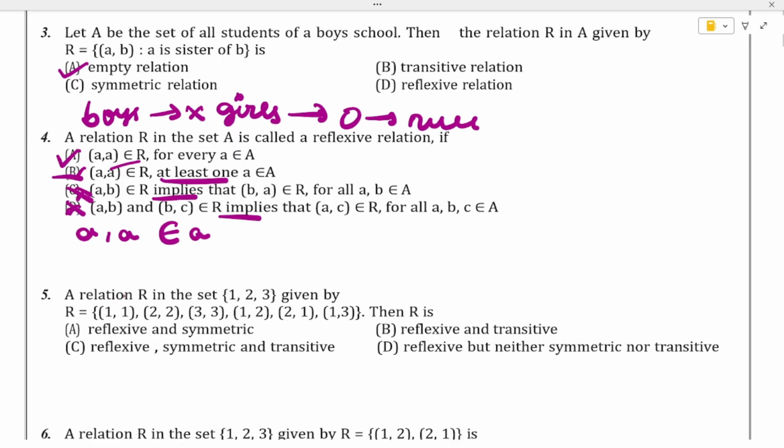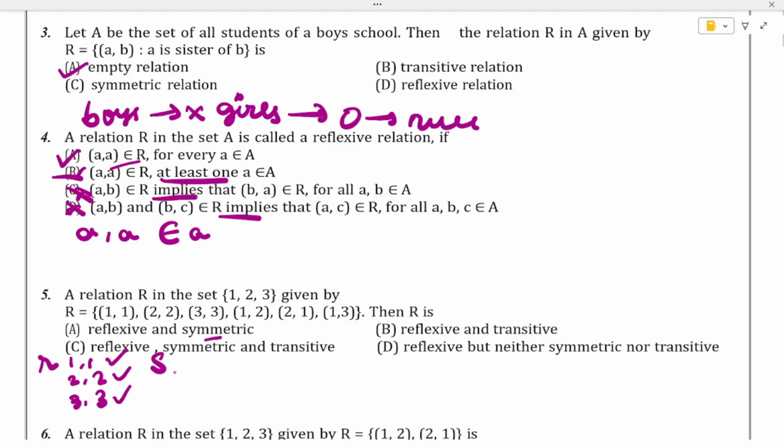They have given a relation R in the set {1, 2, 3} given by (1,1), (2,2), (3,3), (1,2), (2,1), (1,3). Now let's discuss whether it is reflexive, symmetric and transitive. First reflexive: as we studied, (a, a), the same element. Here (1,1) is there, (2,2) is there, and (3,3) is also there. Now let's see for symmetric. This is about reflexive.